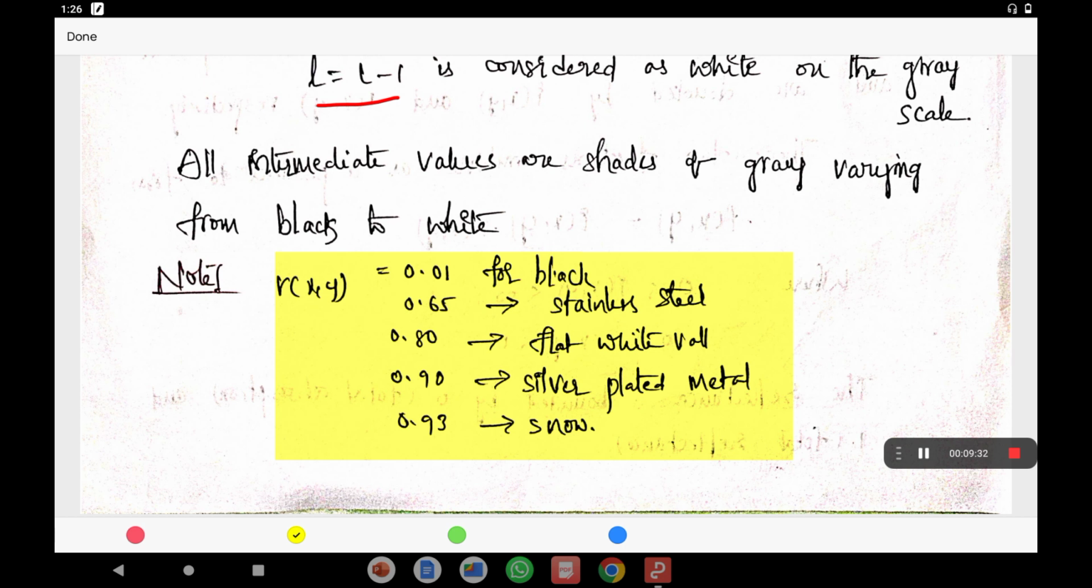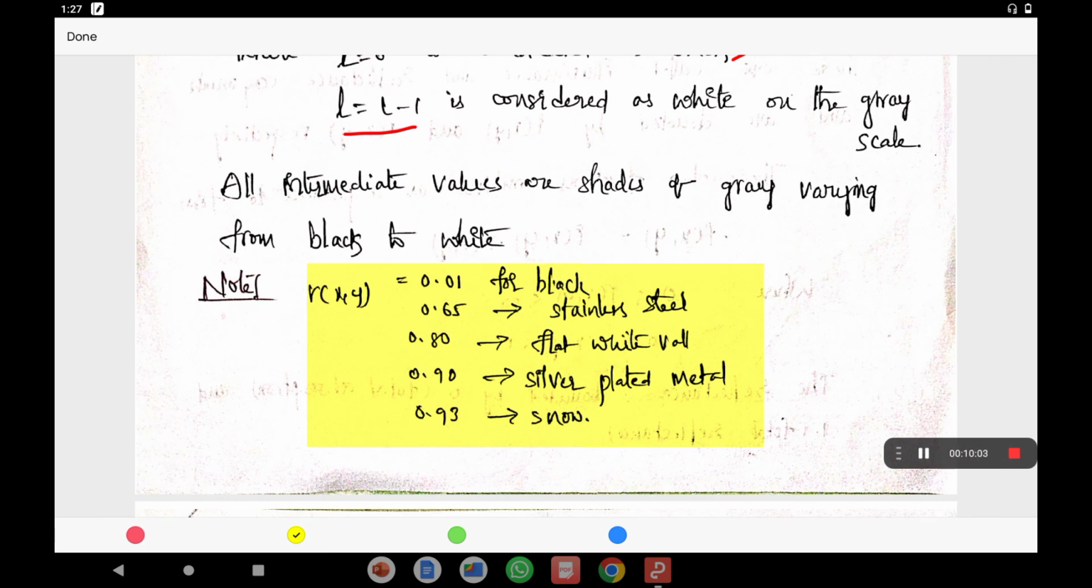Basically, if you are thinking very clearly, generally the white color cannot absorb the maximum light, so obviously it may be reflected very easily. So that's why stainless steel, flat white wall, silver color and snow are also having a maximum reflection coefficient. That means it reflects the corresponding component, whatever it gets from the corresponding source image or source light. Okay, I hope this is very clear.